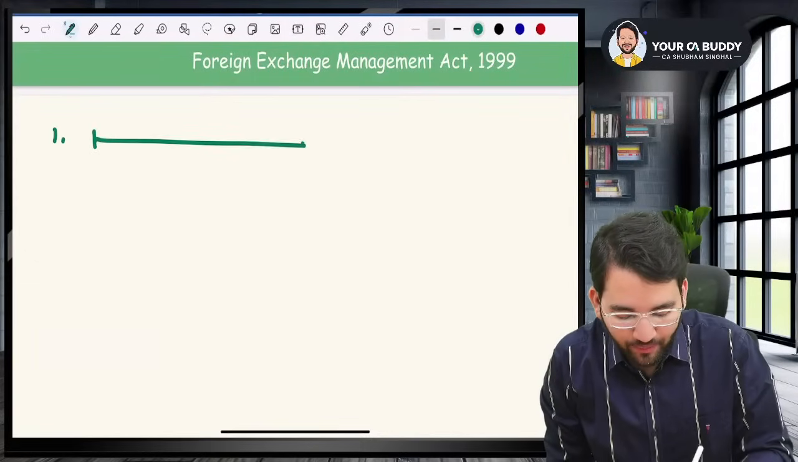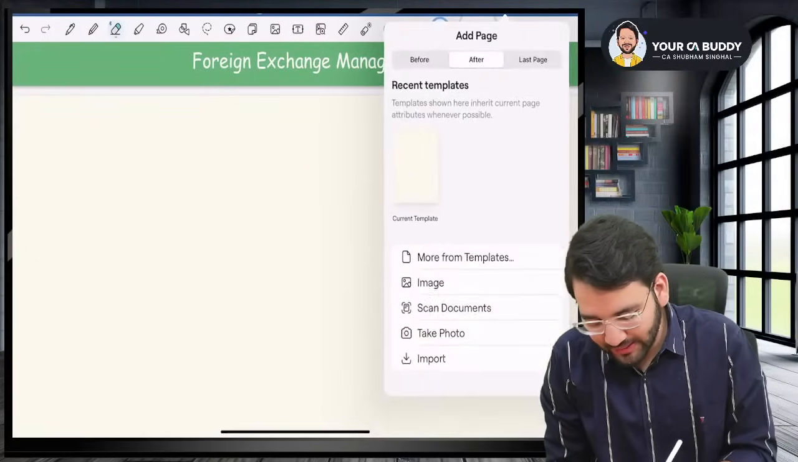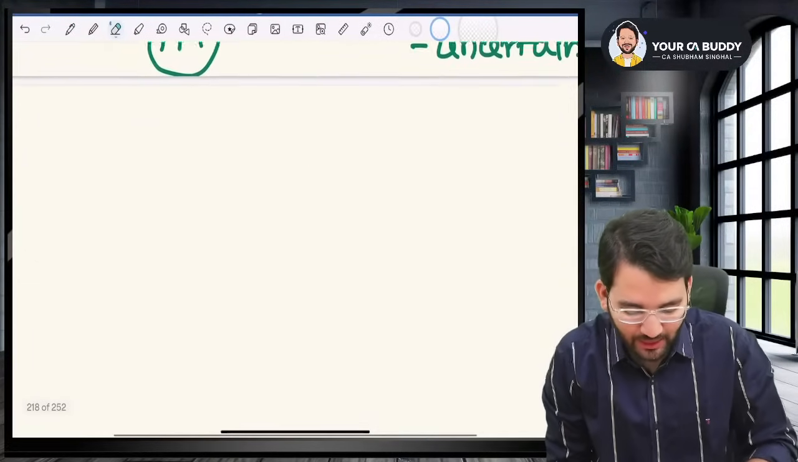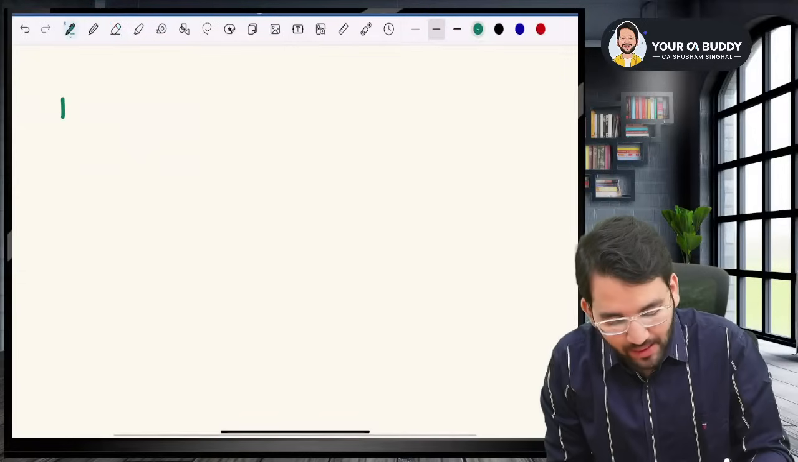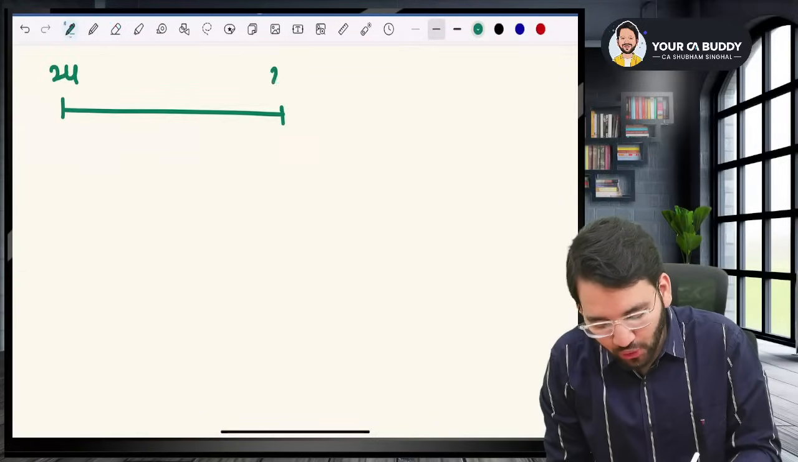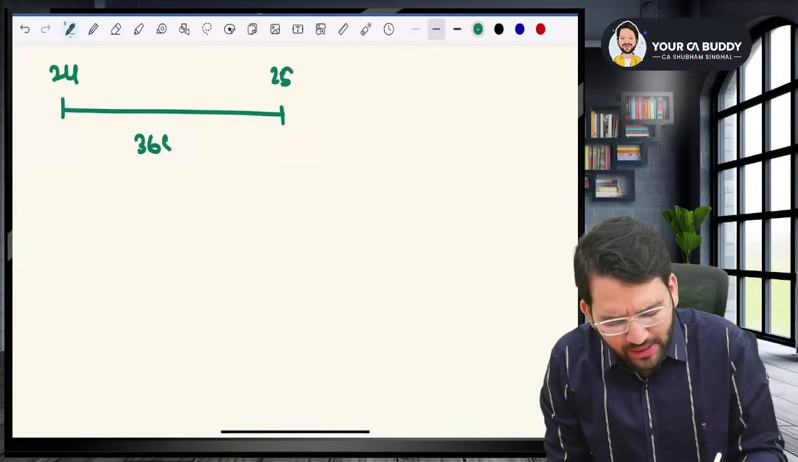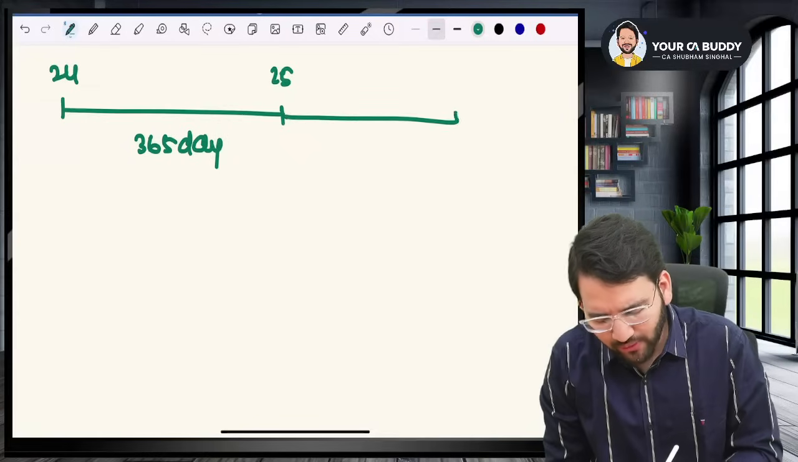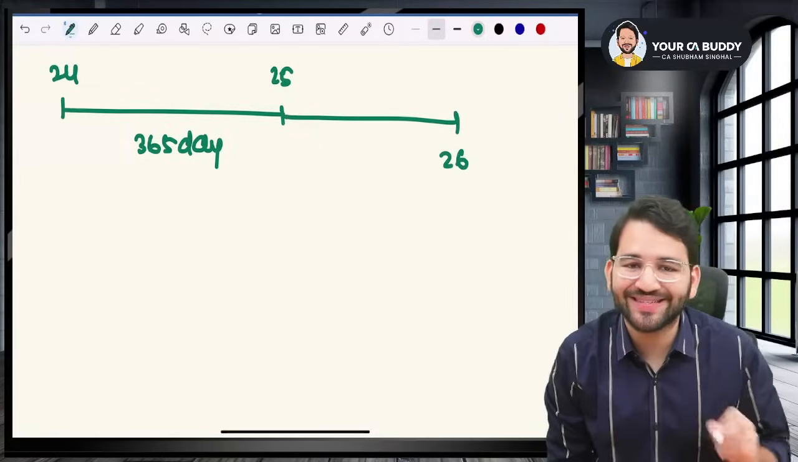Sir, example number one. I stayed in India. If you can write this down, very good. If not, that is also okay. But listen to me. In previous year 24-25, I stayed in India full year, 365 days I was here. What will be my residential status in 25-26?